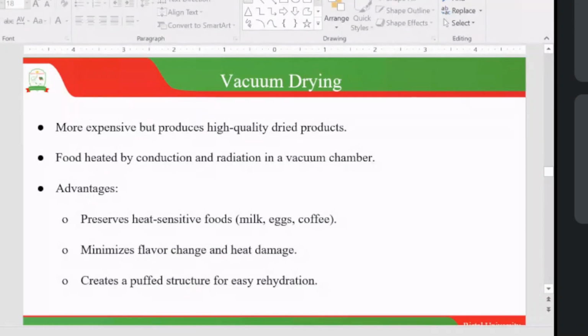So vacuum drying, we are saying this one is the most expensive, but also produces the highest quality of dried food products. Here the food is heated by conduction and radiation in a vacuum chamber. So what are the advantages of this vacuum drying? This preserves heat-sensitive foods such as milk, eggs, and coffee, and also minimizes flavor change since all the flavors are trapped in the vacuum, and minimizes heat damage. It also creates a puffed structure that is really easy for rehydration.